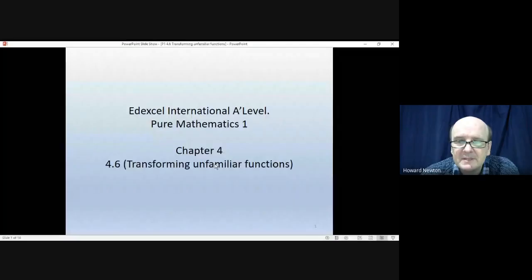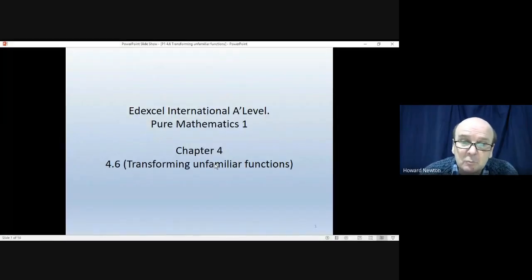Hi there, and welcome to this lesson on Pure Mathematics 1. In this lesson, we'll be considering transformations of unfamiliar functions. What that really means is how you would transform a graph even if you had no idea what the equation of the graph was.